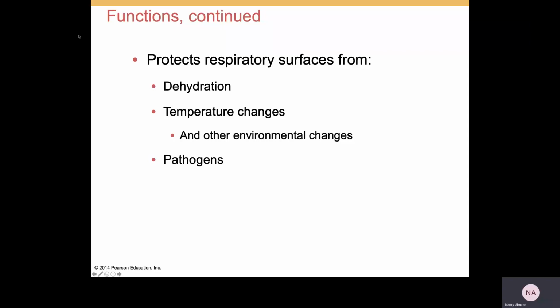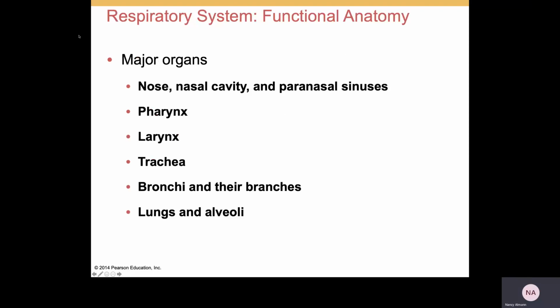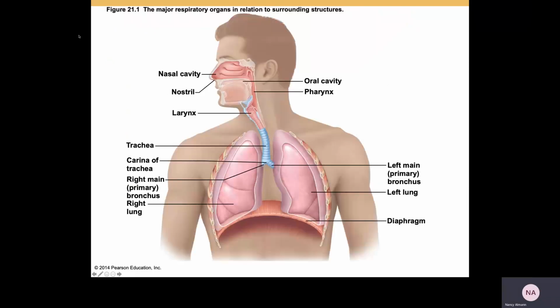In addition, the respiratory system protects respiratory surfaces from becoming dehydrated, from temperature changes, as well as other things that might happen in the environment, in order to protect the lungs, and also provides protection against pathogens. Major organs are listed here, and we are going to go over each and every one of those. This gives you a diagram of those structures and where they sit in the body. And let's jump in.